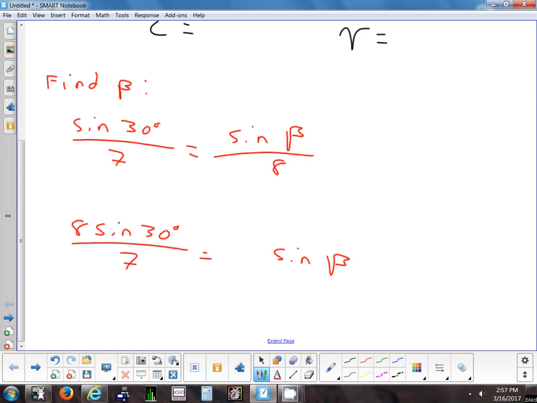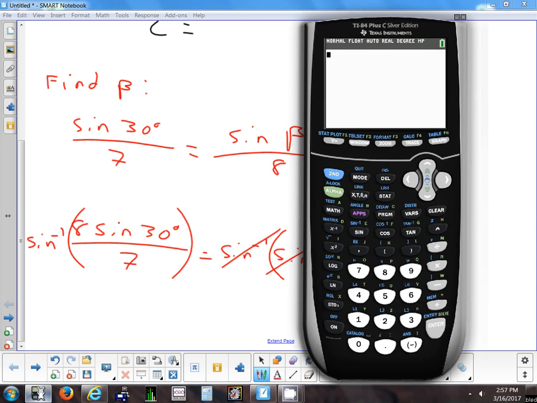Now how do we get beta by itself? You do inverse sine of what's on the left and on the right. And now we type that in. If 8 sine 30 divided by 7 is bigger than 1, then what would happen? It would be no solution. You can't take the inverse sine of a number bigger than 1. So if we type it in and we get an error, that would be no solution. Type 8 sine 30, make sure you close your parenthesis, divided by 7. So this is not a no solution.